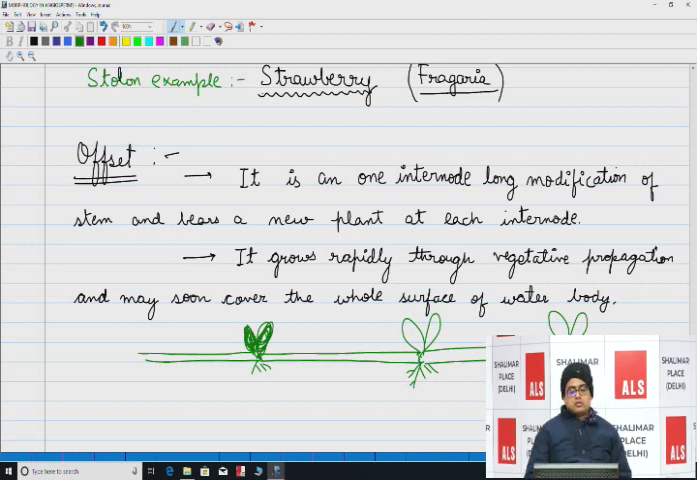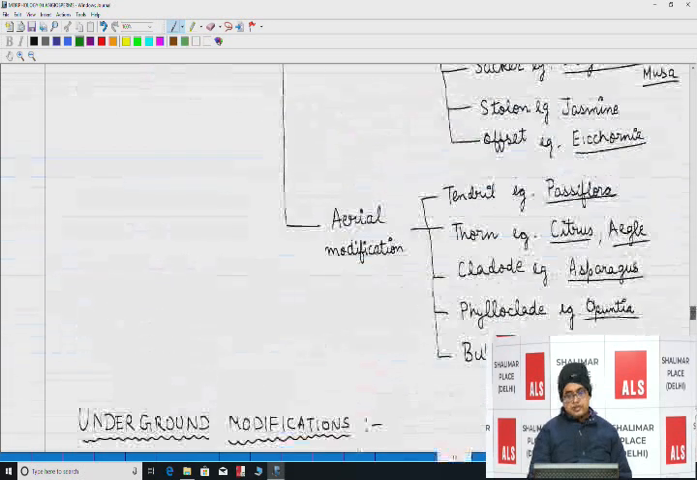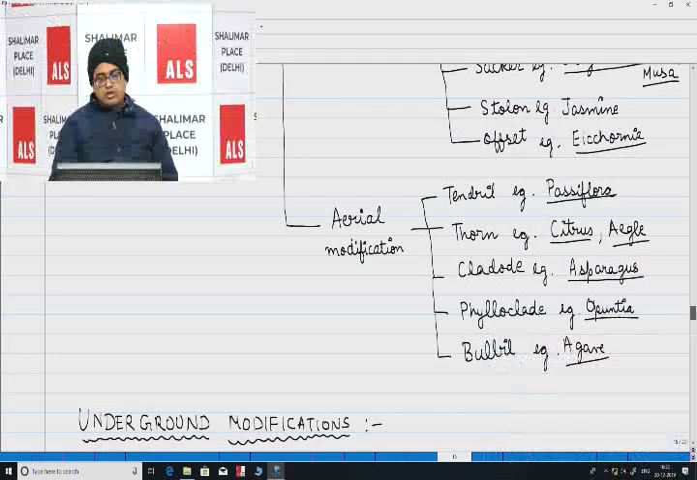Okay. So new plants are born at every end of that. This is offset. Now let us take a look at the list again and let us cover the rest of the stem modifications. So after that we have basically the aerial modifications: tendril, thorn, cladode, phylloclad and bulbil.